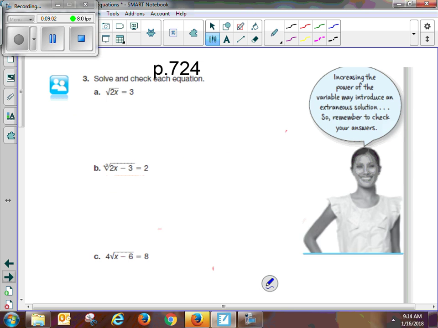Okay, let's do more of these. We're going to start with B. You haven't done one of these yet. How do you think I would get rid of a cubed root? Cube it, exactly, the inverse. So we're going to cube both sides. So I have 2x minus 3 equals, help me, 8. Awesome.